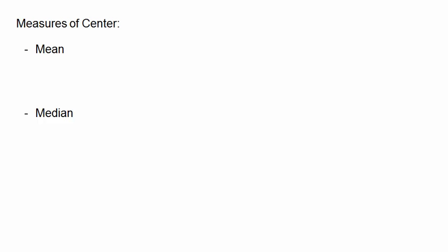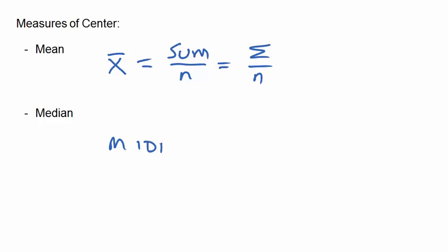In our last video, we talked about measures of center. So you know the mean of a set of data, which we represented as x bar, is the sum of all of the data divided by the number of data points that you had, or sometimes we would just write that with a sigma over n. And the median is the middle of a set of data after you put all of the data points in numerical order, either ascending or descending, doesn't really matter.